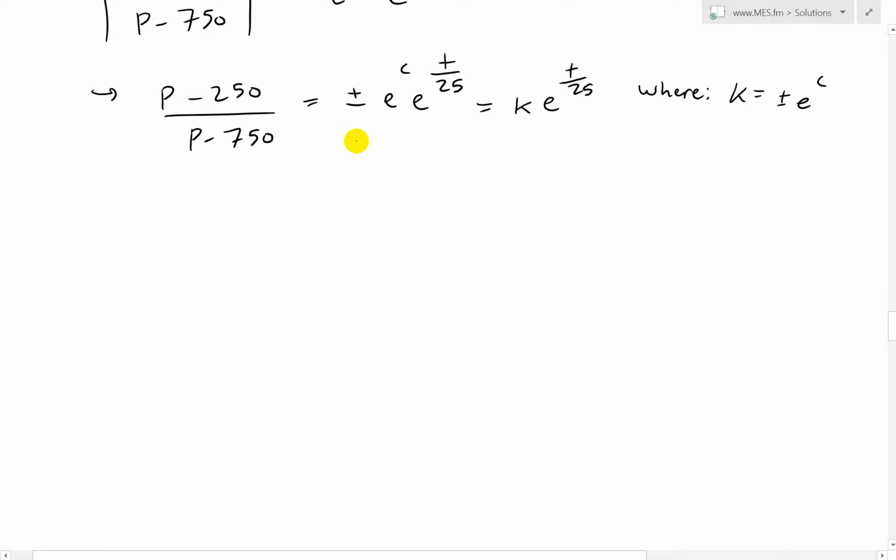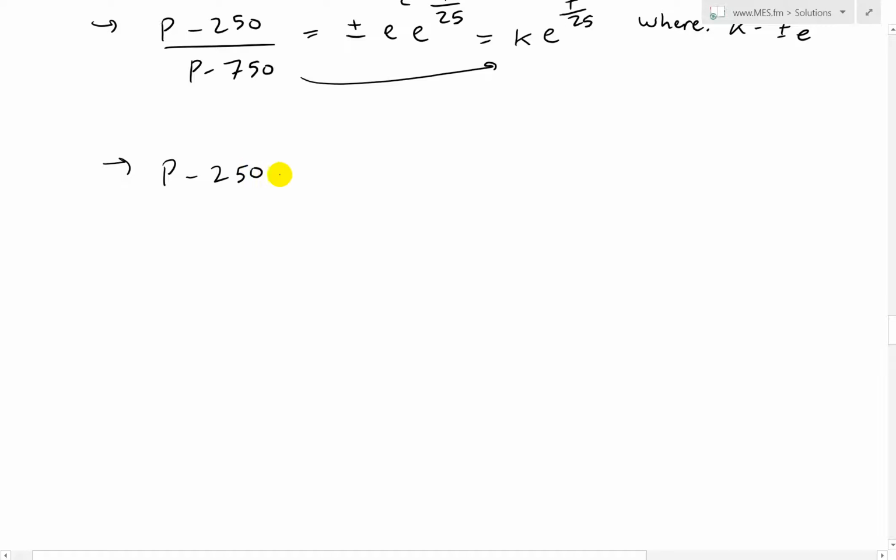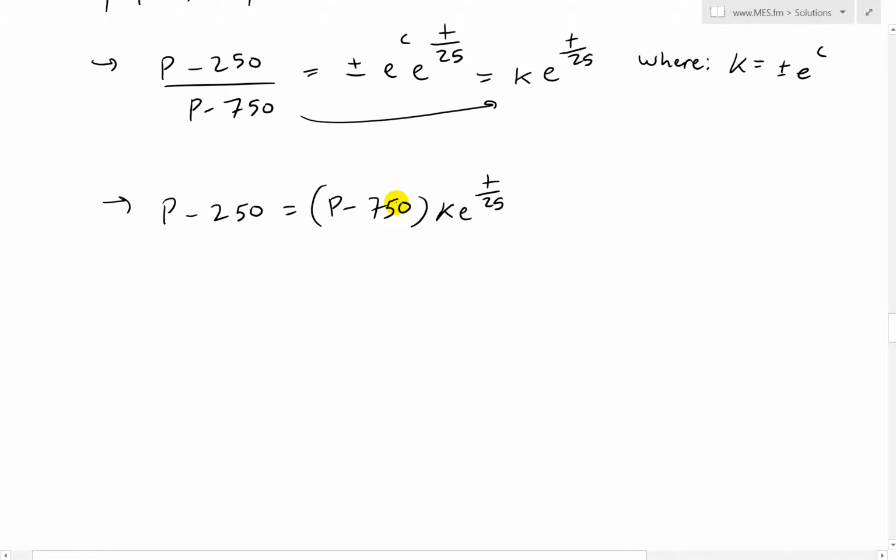So we would have this, and we can simplify this further by moving this on the other side. So we have p minus 250 equals p minus 750 times k e t over 25. And now just expand this, multiply that inside, so what we get is equals p k e t over 25 minus 750 k e t over 25.